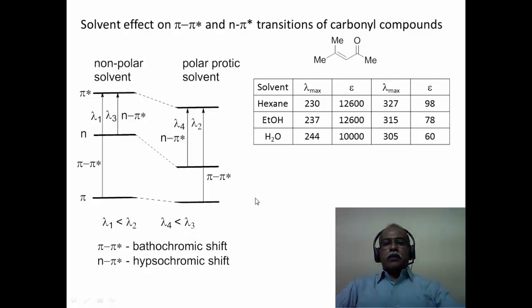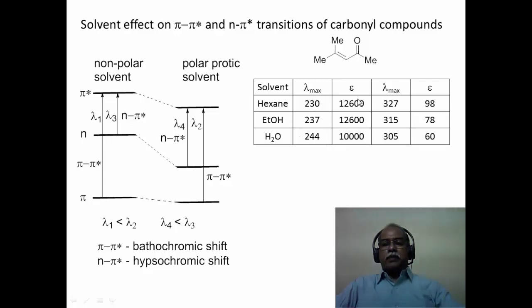Now this is illustrated using an example, an alpha beta unsaturated carbonyl compound which is known as mesityl oxide. Mesityl oxide is a colloquial name for this molecule, and the UV visible spectrum has been measured in 3 different solvents, namely hexane, ethyl alcohol and water. In hexane, the pi to pi star transition occurs for this carbonyl functional group at 230 nanometer. In ethyl alcohol, it goes to a higher wavelength, 237. In a more polar solvent like water, it goes even higher than the 237, namely 244 nanometer wavelength.